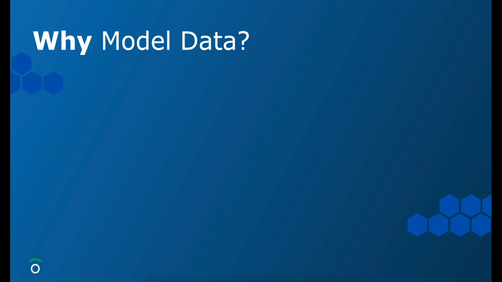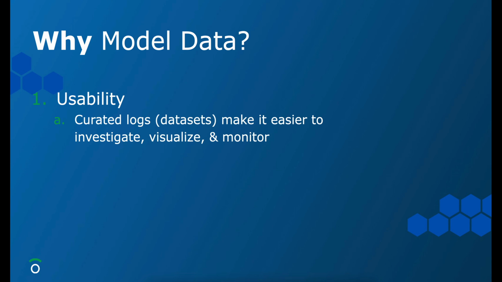So before we get more into how we actually model data or when to do so, we'll take a moment to appreciate why we're modeling data in the first place. We're sending raw data to an observability platform. Is there a reason why I have to do anything? Well, the main reason we model data in the first place is for usability. To actually make our data useful, we typically need to curate those logs or events or metrics into data sets, making it easier to investigate that data, visualize it, and also monitor and alert on that data.